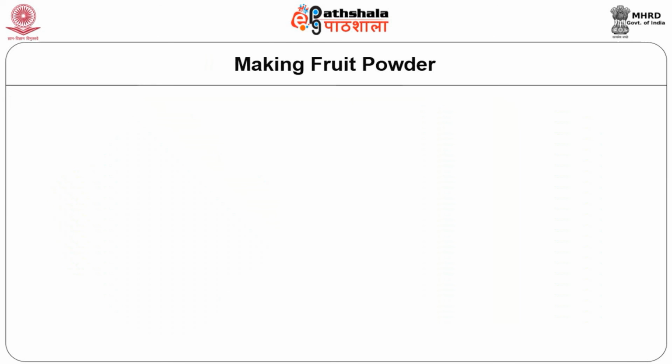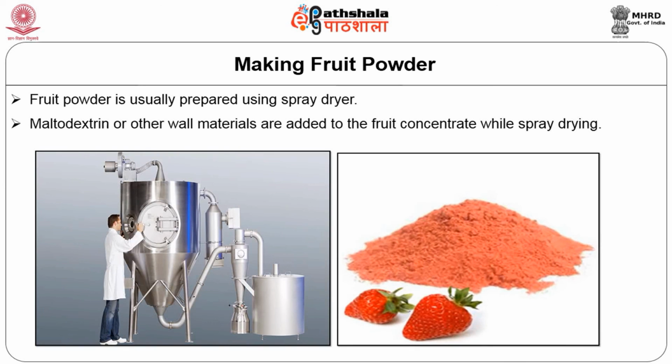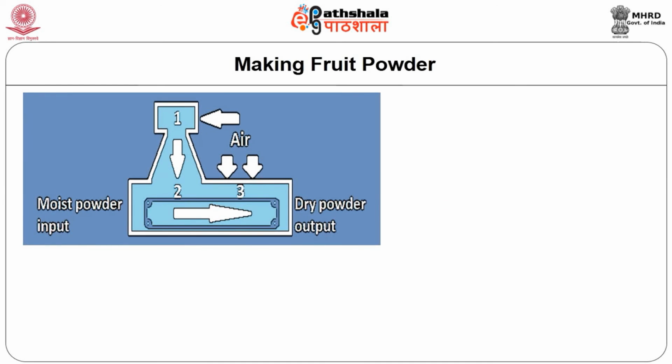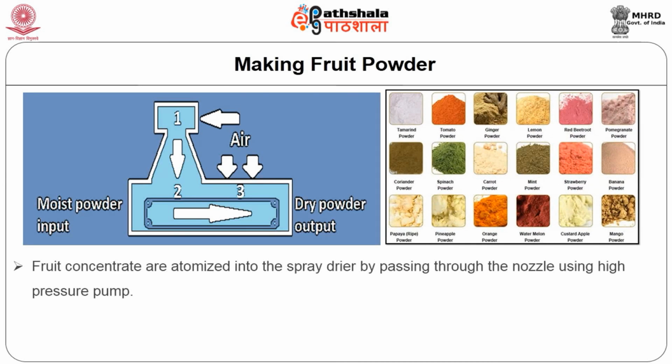Let us learn the process of making fruit powder. Fruit powder is usually prepared using a spray dryer. Maltodextrin or other wall material is added to the fruit concentrate while spray drying. Wall material is generally used to protect the nutritive value and the flavor of the fruit being spray dried. Fruit concentrate is atomized into the spray dryer by passing through a nozzle using a high pressure pump. The final product will be in the form of powder.